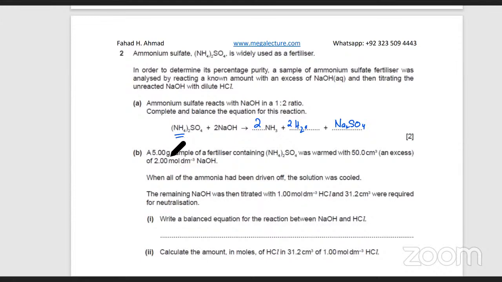He says that this ammonium salt is part of a fertilizer. That's the first thing. And you have to find the percentage purity of this. How much of the fertilizer? He's given you the mass of the fertilizer, which is 5 gram. So it's a 5 gram fertilizer. The fertilizer is what's 5 gram.